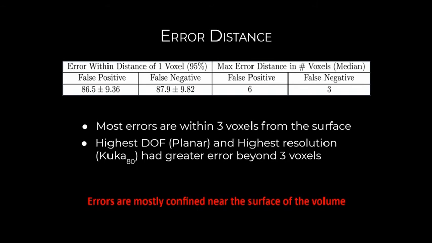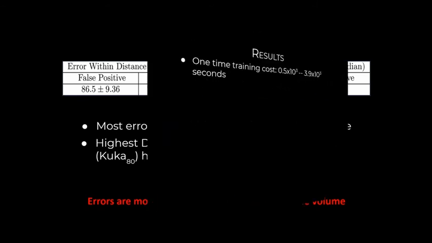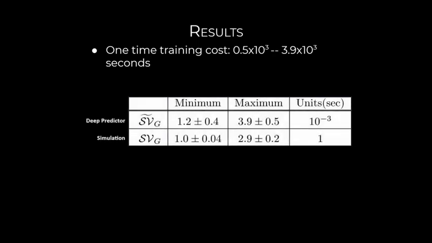The final result I would like to talk about is the speed of the predictions by the network. The one-time training costs for the networks ranged from minutes to hours. Predicting swept volumes were in the order of milliseconds. Comparatively, generating ground truth by an iterative method in simulation were in the order of a few seconds. This gives an average of about 1,000 times faster than generating the swept volume by simulation. With these speeds, we are likely to be able to use the predictions during online planning.